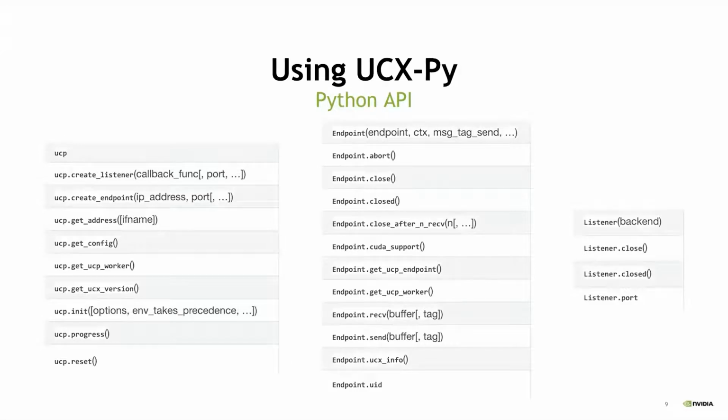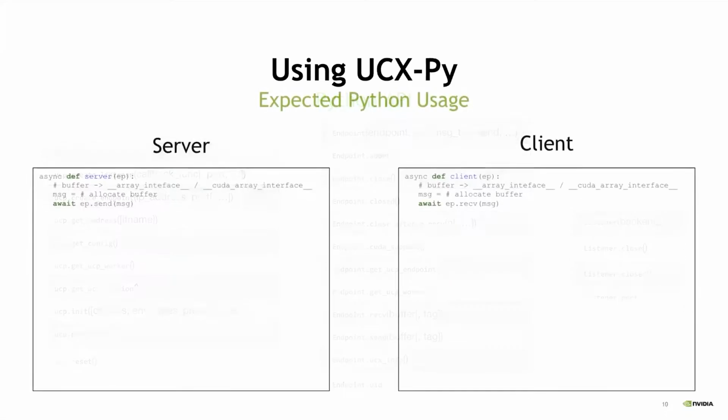Here is all the Python API, let's say the public API that the users are expected to interact with. In most cases, they're only going to use a very small subset of these. For instance, create listener, create endpoint, and send and receive on the endpoints, and listener, close, and all these very high level functions or methods. And the expected Python usage is supposed to look something like this.